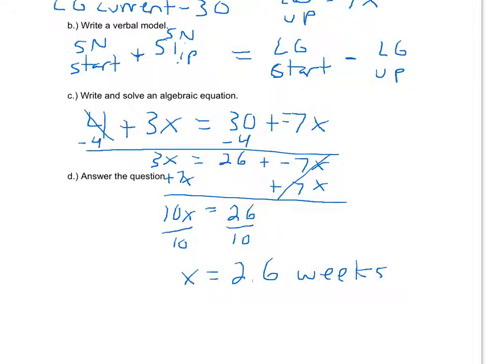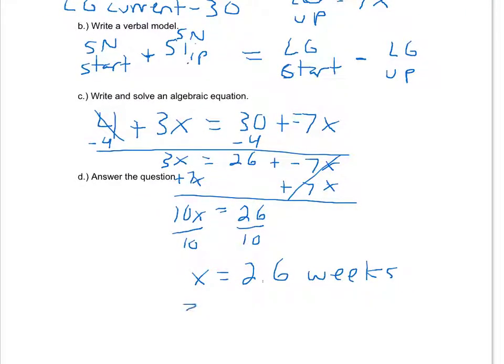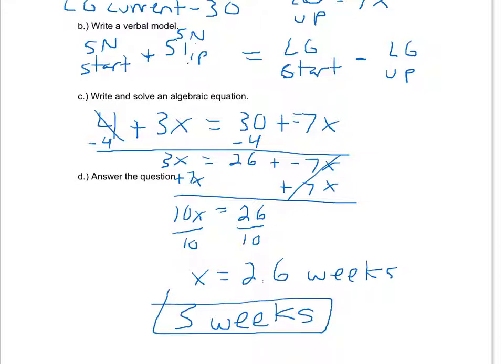So in 2 weeks, Some Nights is still going to be higher up the charts. So it's going to take 3 weeks. 2.6 weeks, we got to round it up. It's going to take us 3 weeks before Let's Go overtakes Some Nights on the charts.